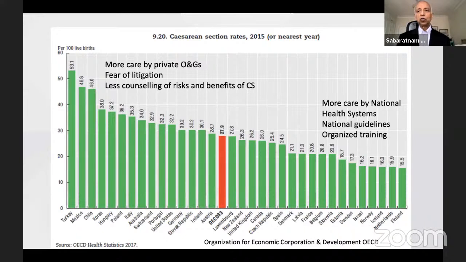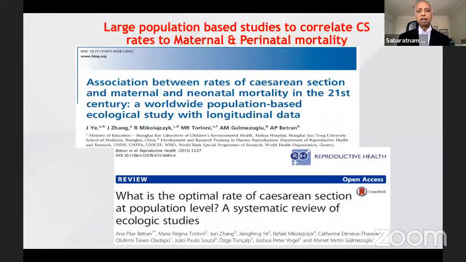Whereas if we go to Sweden and Iceland and Finland, there are low section rates because there are national health systems, there are national guidelines and organized training. So we have to bring a change, but we need an instrument to bring that change. And that is what I'm going to talk about as labor care guide.